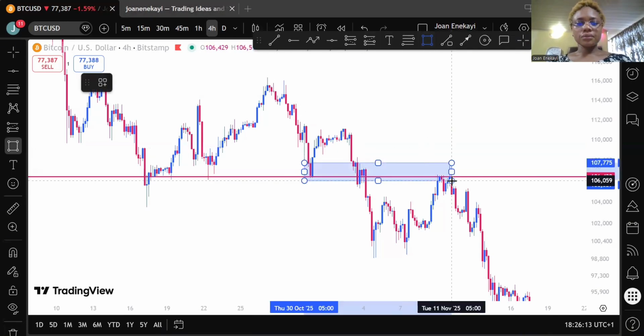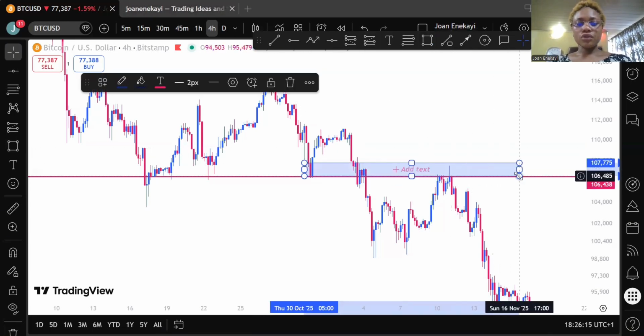All right, so here's what I'm going to do. I'm taking note of these 2 zones here, and once I do this, I'm going to look for liquidity. Liquidity solidifies our zone. If price doesn't form liquidity, our zone is not valid.